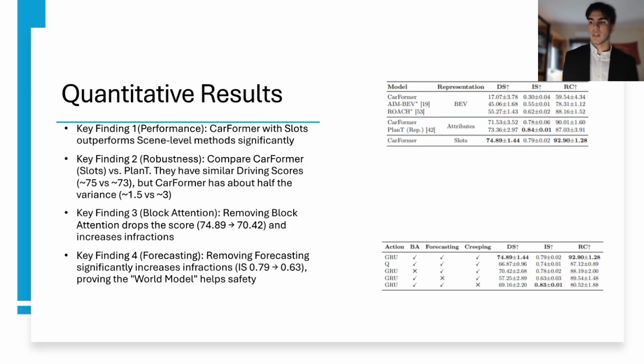And then for the third finding that we can see here on the slide, the ablations show that removing block attention or forecasting causes the infraction score to worsen, proving that those technical contributions are necessary for safety.